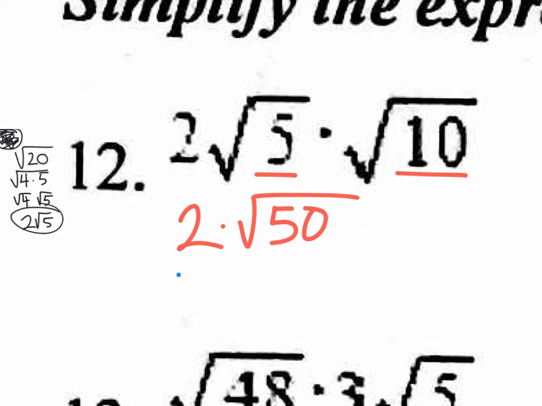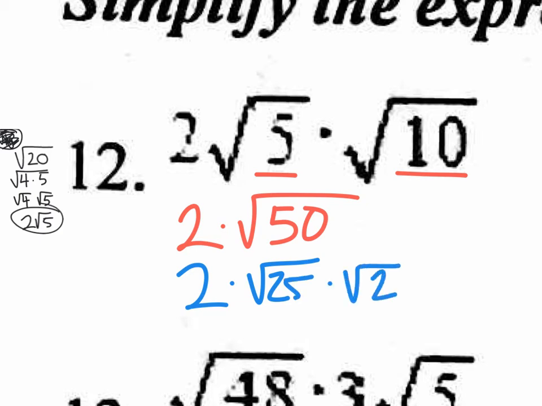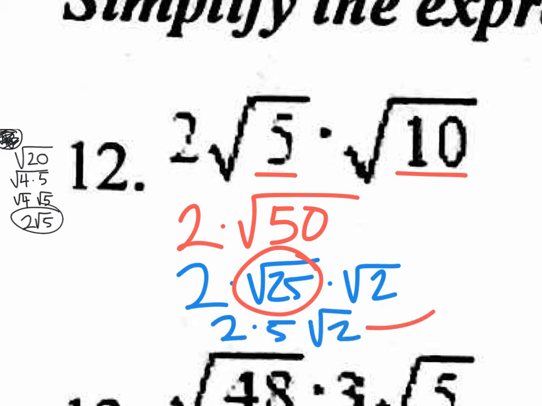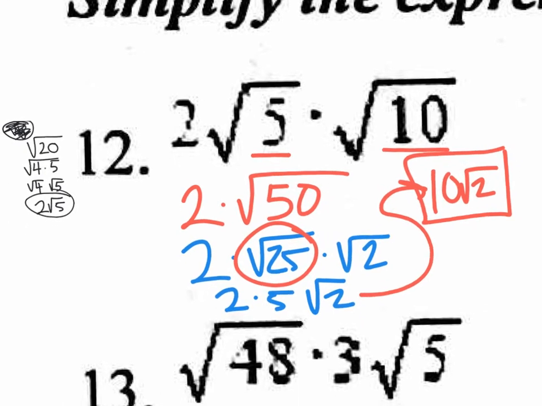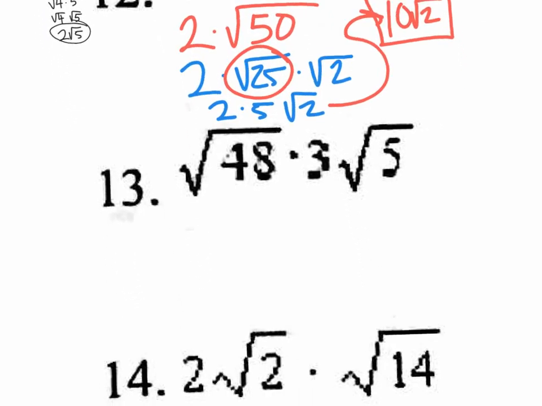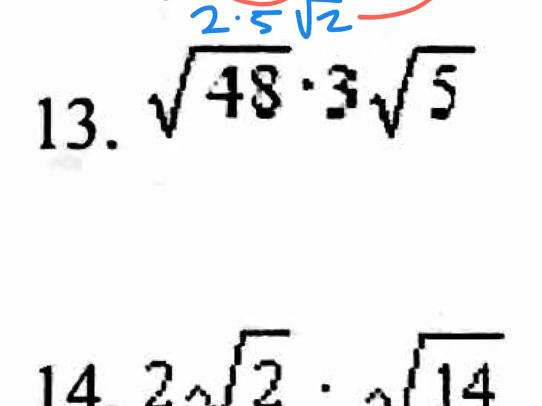So I still have the 2 times, but the 50, I'm going to rewrite it as 25 times 2 and split the root, because 25 times 2 is 50. So now I'm going to actually do the square root of 25. What do I get? 5. So I really have 2 times 5, no more square root, times the square root of 2. So my final answer is going to be 2 times 5 is 10. Nice, beautiful number 10. Square root of 2 right behind it. 10 square root of 2 is your final answer for number 12. Sure? Let's do the same for 13 and 14 if we have time.